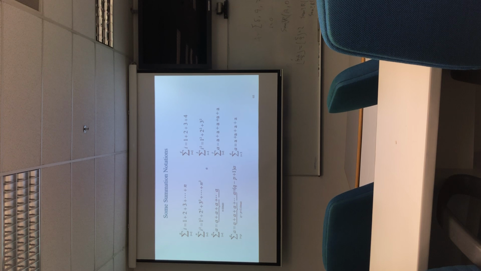If we start from index 1 to 2, how many terms? Index start from 1 to 2, how many terms? 2 terms, right? 1, 2 terms.